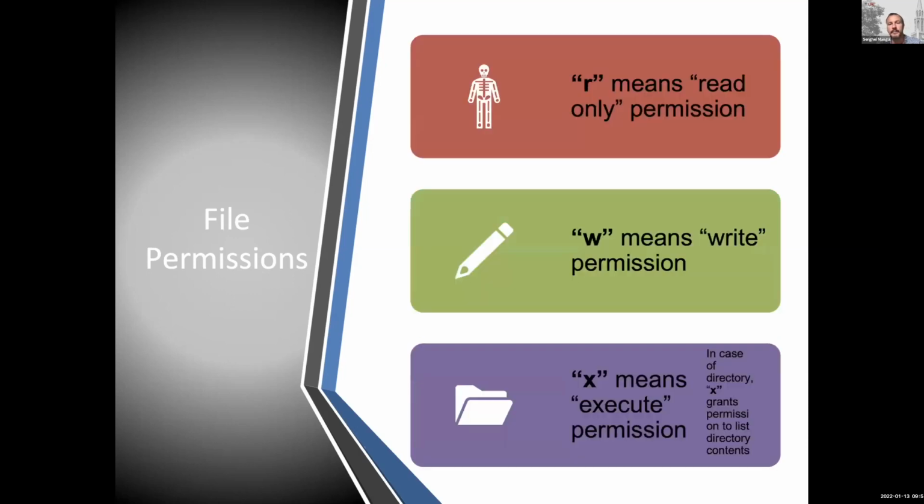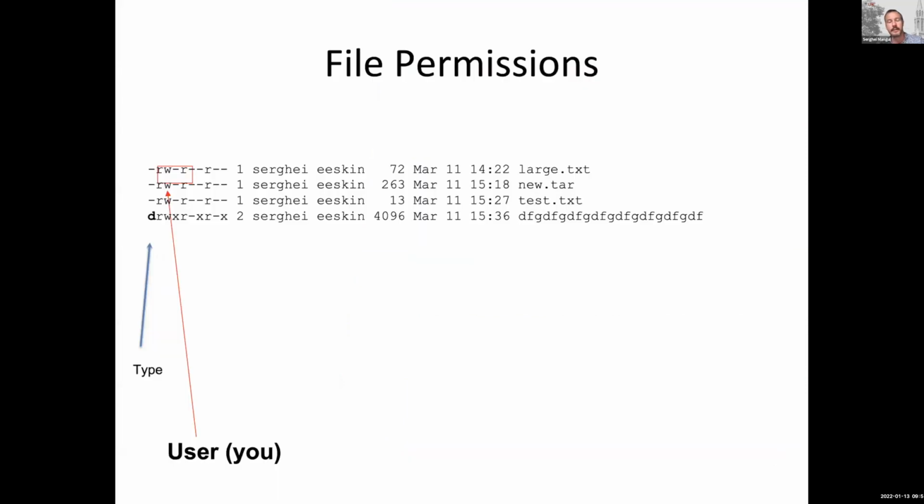And there are three types of things you can do with the files. You can read the files, meaning you can look at them. You can write, meaning you can modify the files: add something to them, delete something from them, or just modify them. And x means you can execute. Usually you execute scripts or software commands and tools. So fundamentally there are three types of things you can do with files or directories.